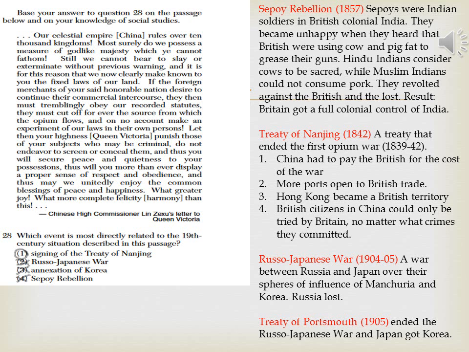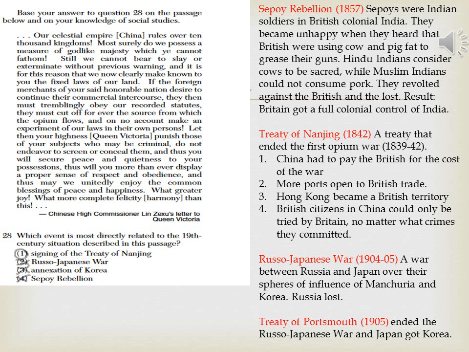A nice passage, and it's written by Chinese Commissioner Lin. It's a letter to Queen Victoria. So let's read the question: which event is most directly related to the 19th century situation described in this passage? And we're given 4 choices. The answer is 1, the signing of the Treaty of Nanjing. But let's take a look at the choices. We're given 1, the signing of the Treaty of Nanjing, 2, Russo-Japanese War, 3, annexation of Korea, or 4, Sepoy Rebellion.